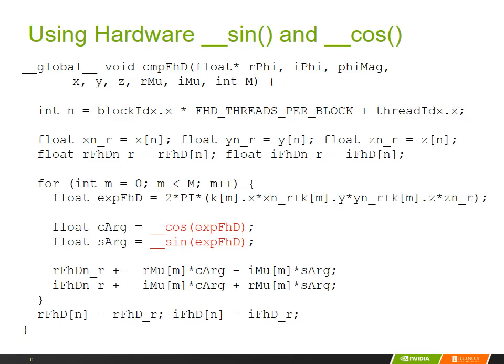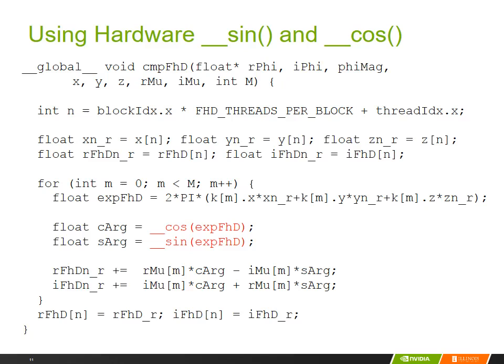And the intrinsic functions are underscore sine and underscore cosine. We have already alluded to these functions in one of the previous lectures. So here we can convert the function call of cosine and sine into underscore cosine and underscore sine. The conversion of this function call will greatly improve the speed of the kernel execution because the hardware function units can produce the cosine and sine values at much higher throughput.